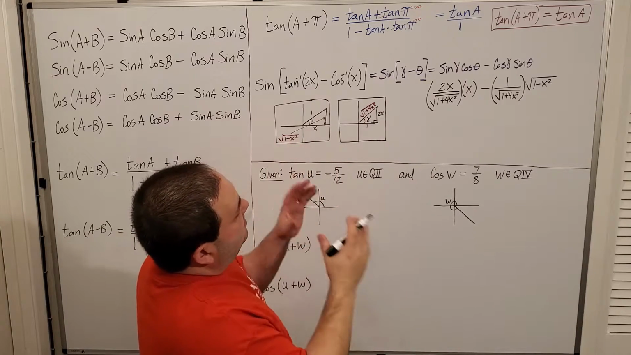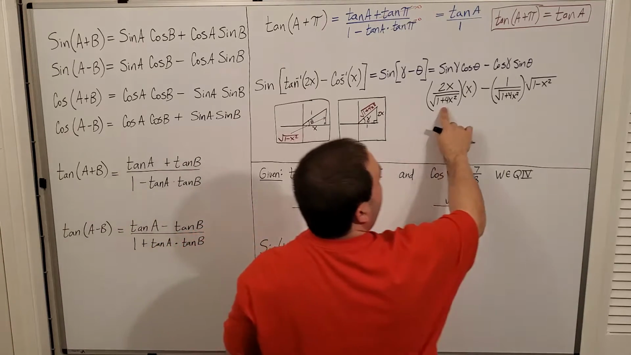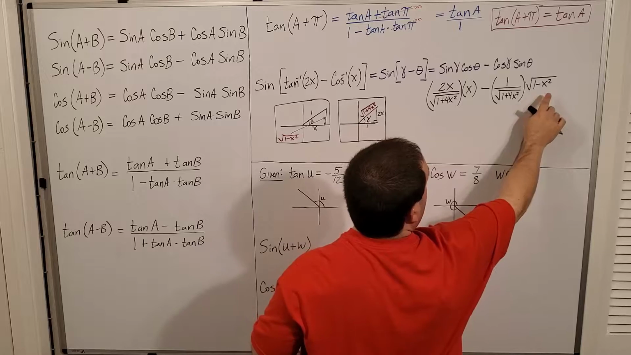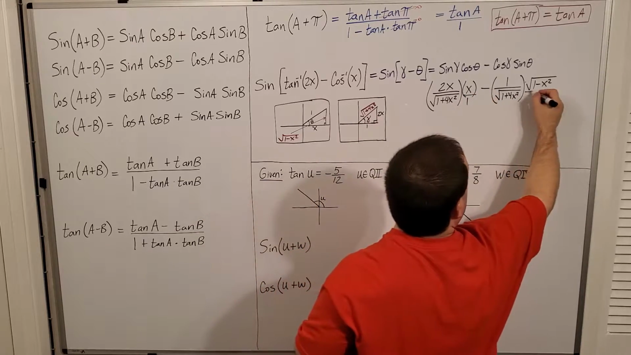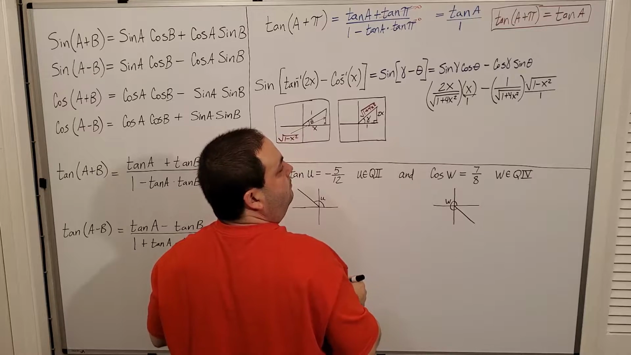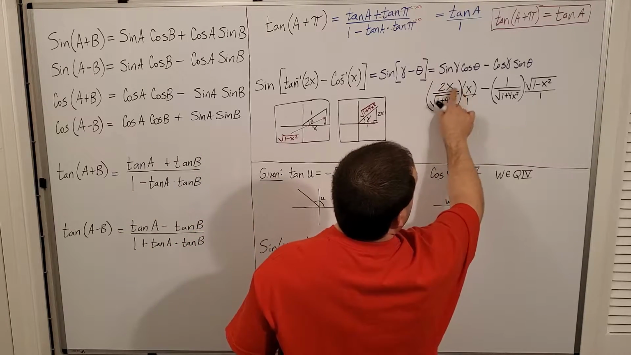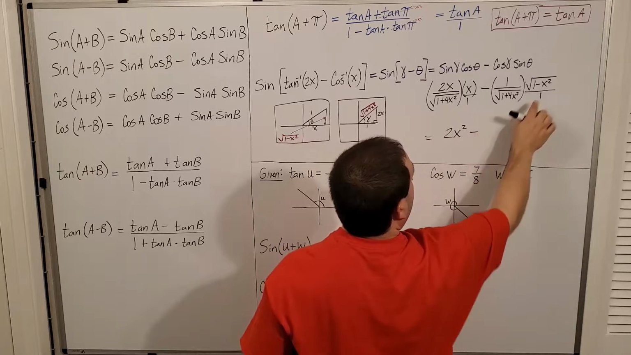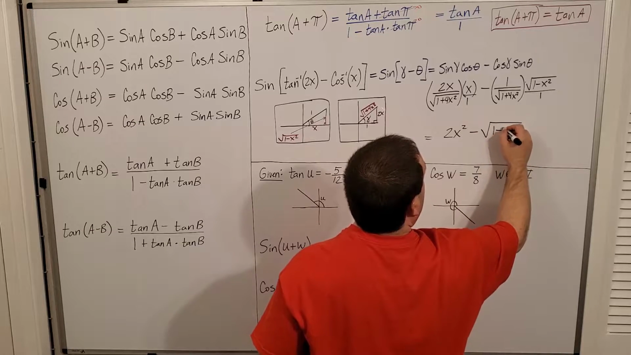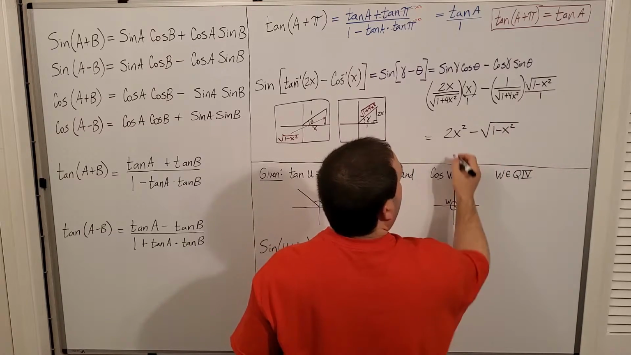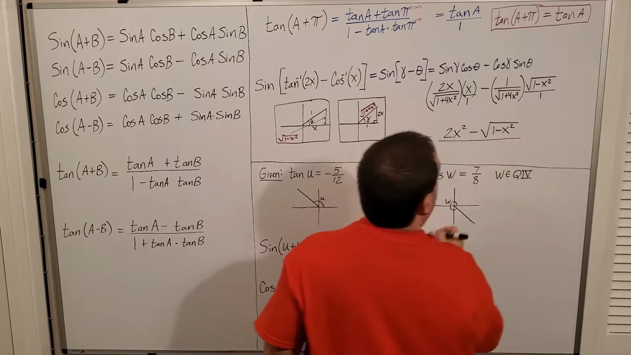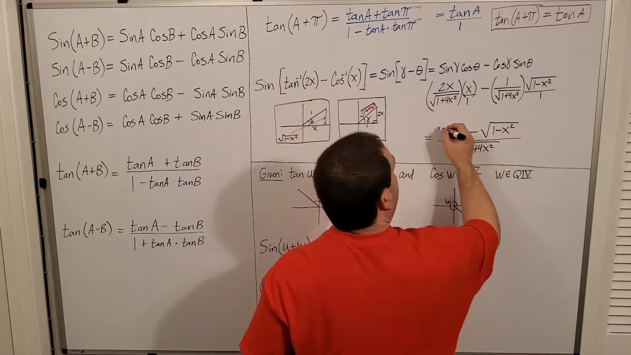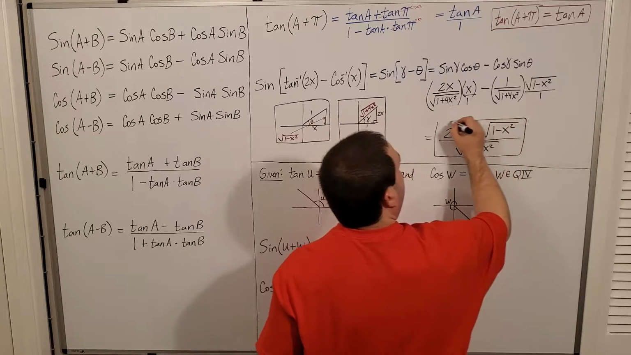Okay, so let's simplify this a little bit. Notice both of these are going to have the same denominator because it's just that square root times 1 and that square root times 1 for both of my denominators here. This is over 1, this is over 1, right? So what I'm going to get right here is 2x squared minus the square root of 1 minus x squared. And then that's all over the square root of 1 plus 4x squared. And that's how I would leave this particular answer, okay?